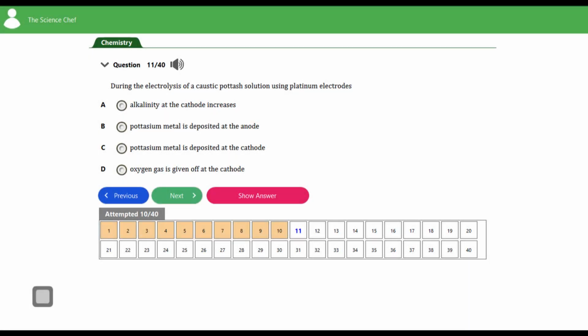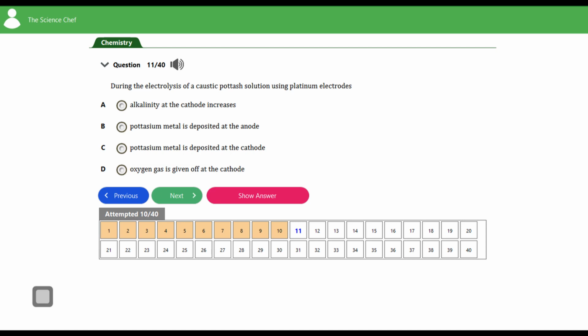Question 11. During the electrolysis of a caustic potash solution using platinum electrodes, A. Alkalinity at the cathode increases. B. Potassium metal is deposited at the anode. C. Potassium metal is deposited at the cathode. D. Oxygen gas is given off at the cathode.